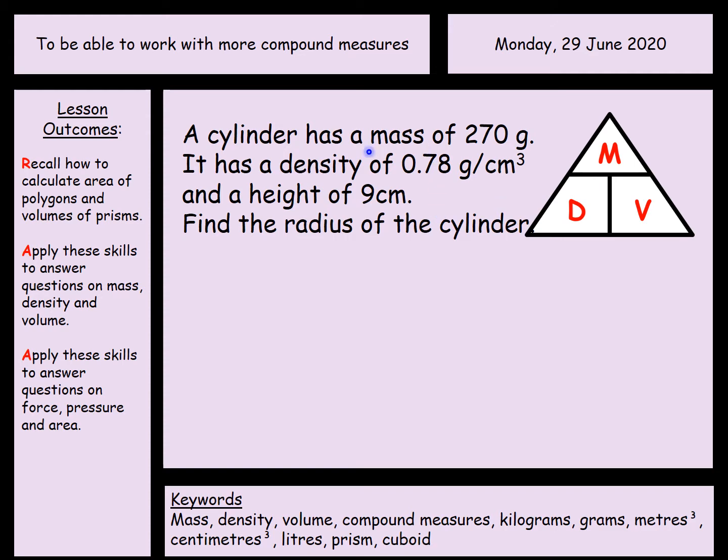And then finally, we've got a cylinder. It's got a mass of 270 grams, a density of 0.78 grams per centimeter cubed. The height of it is 9 centimeters. It then says find the radius of the cylinder.